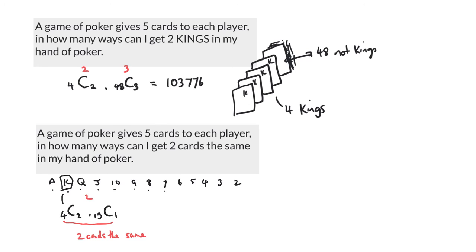That's choosing two cards. Now we've also got three more cards to choose. And we know there's 48 cards that wouldn't be the pair. Because if we chose sevens, for instance, there are four sevens in a pack, and there are 48 non-sevens, anything except a seven. So again, we do 48 choose 3. And 4 choose 2 times 13 choose 1 times 48 choose 3 is basically this number times 13, which equals 1,349,088.